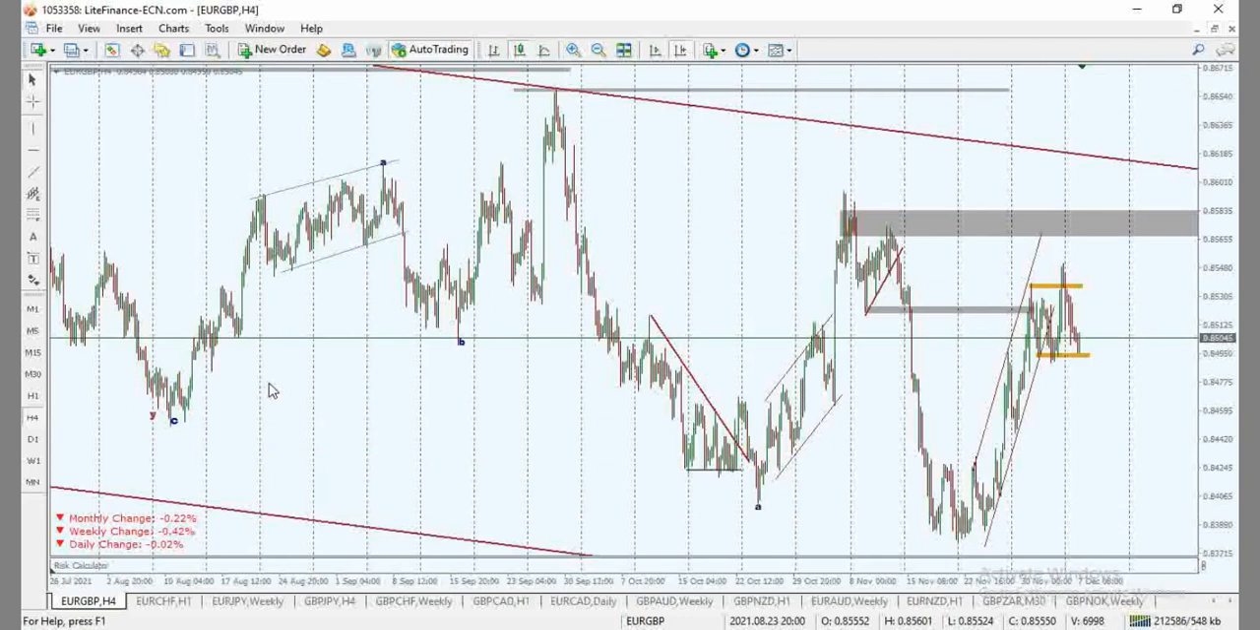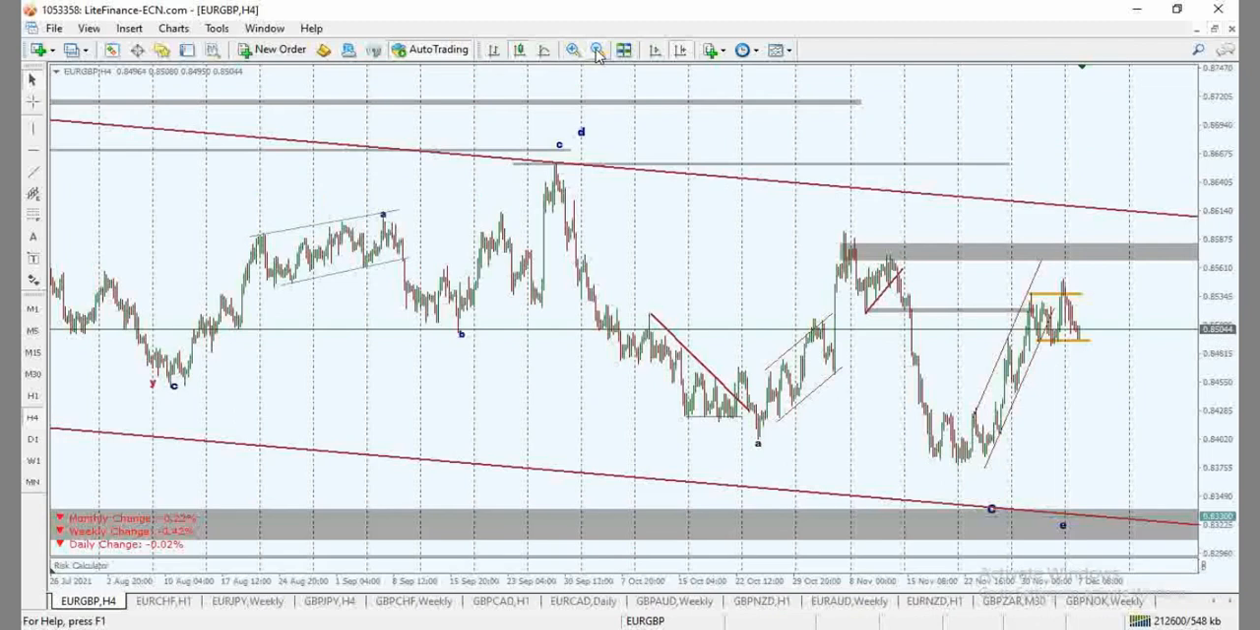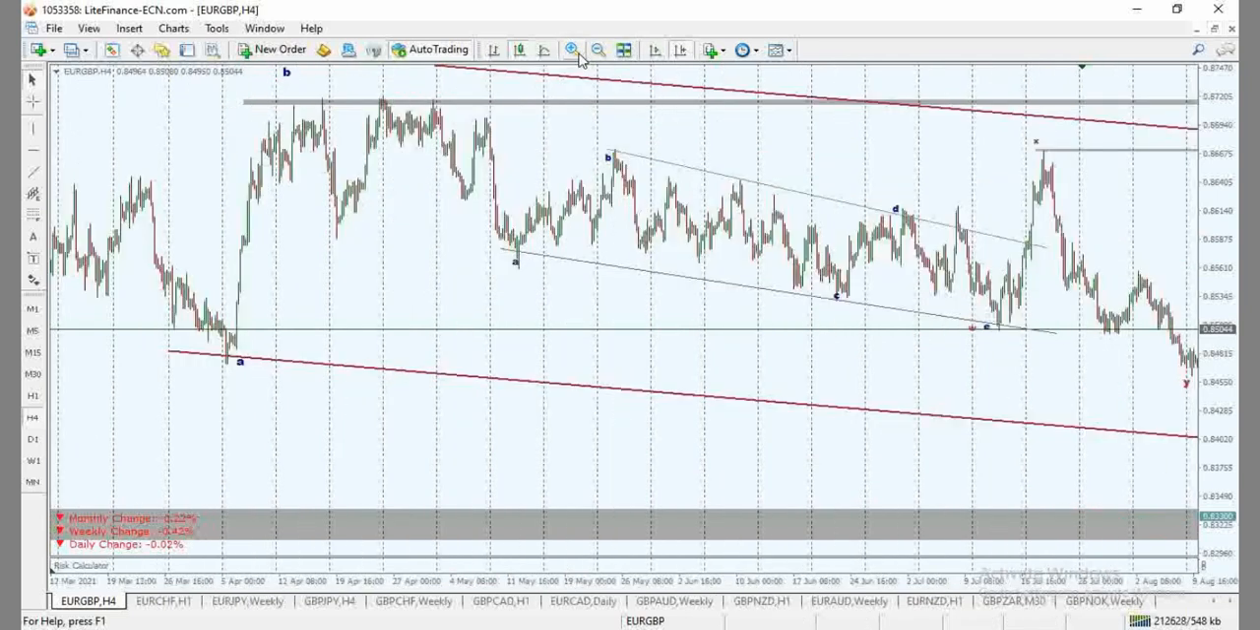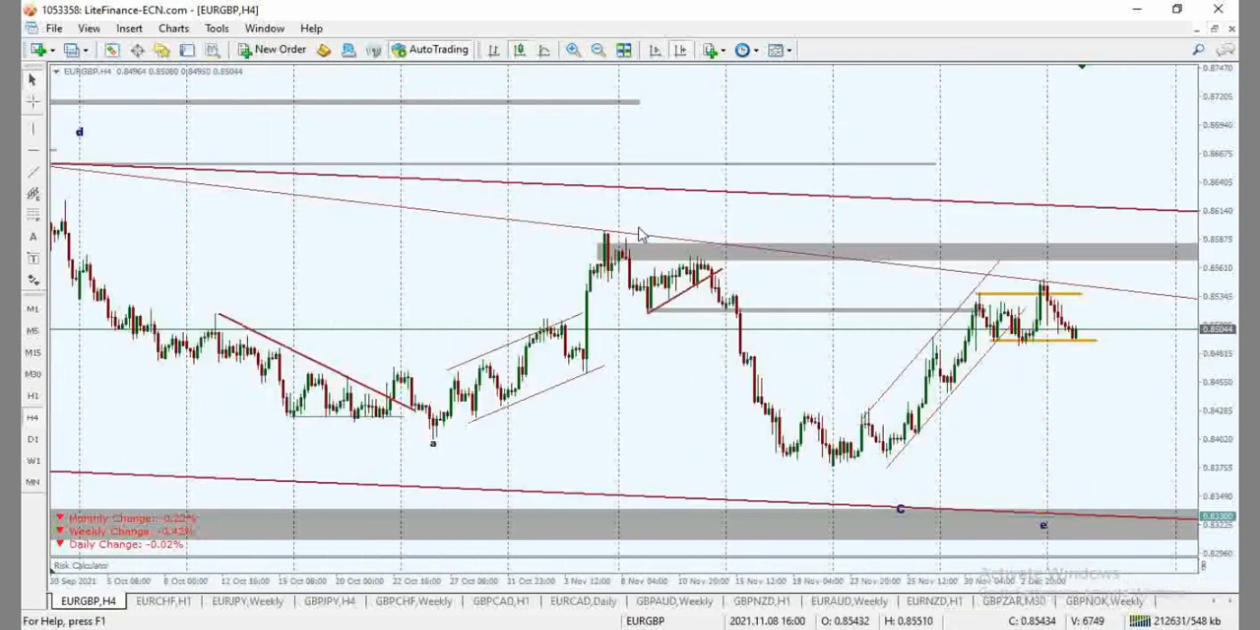I would say it's really crazy to be looking at that now, because we are still structured downward. If I put this right here, we are still structured downward, and we could have been at the end of this push to the upside. So what I'm going to be looking at is a truncation. I'm looking at the possibility of a truncation coming in.